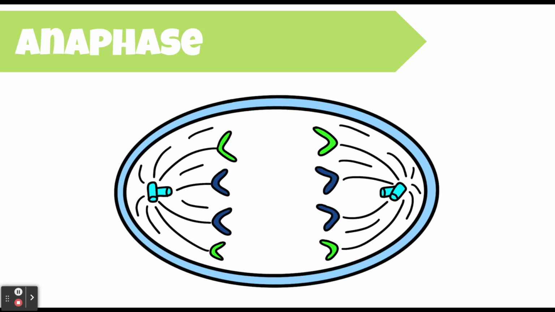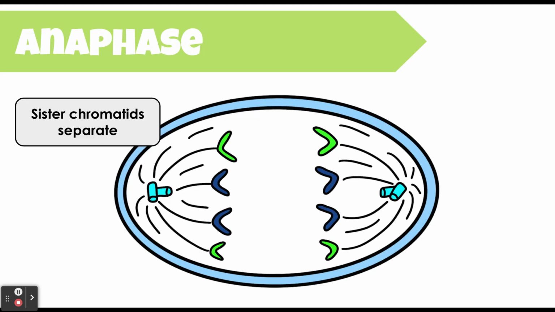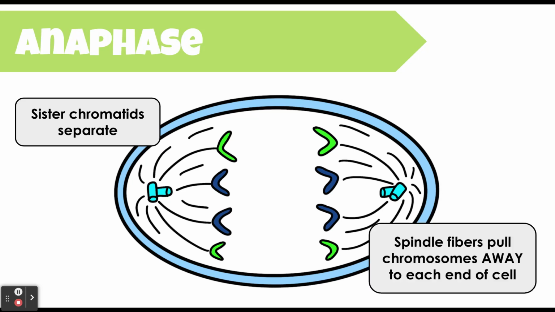Then anaphase begins with the letter A. We want to think of the word away because those sister chromatids, again, they're the identical copies of the same DNA, are going to start pulling away to opposite ends of the cell. So those spindle fibers are attached to the chromosomes, or the chromatids, I should say, and they're pulling them away to the opposite ends of the cell.